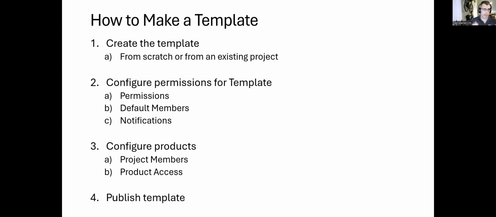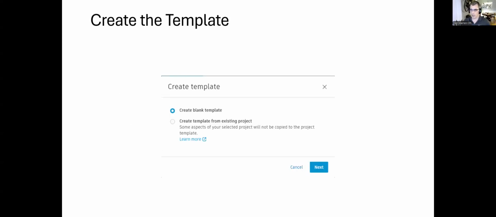So we're going to go into how you actually create a template. It's a three or four step process that we're going to go through. And it starts with actually creating the template, which seems silly, but that's the first step: you create your template. Then you configure the permissions for the template itself. Then you configure your products, which is what we're going to spend a chunk of time on today. And then you actually publish the template. Publishing the template is what makes it active for project admins to create projects from your template. So let's go into step one, the creation of the template.